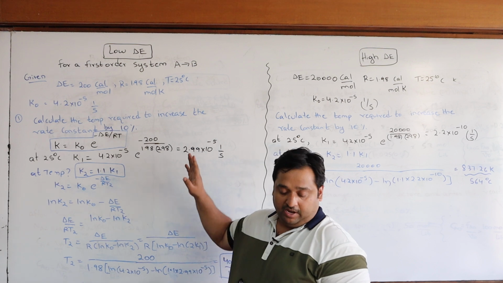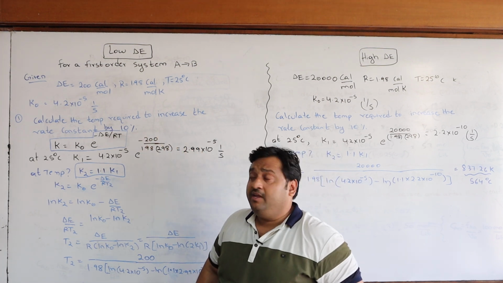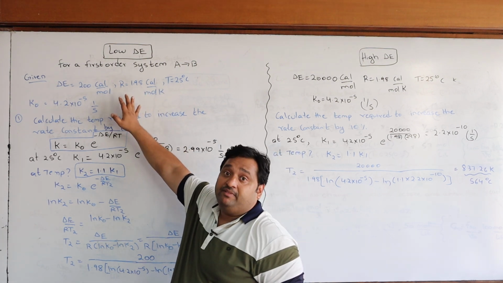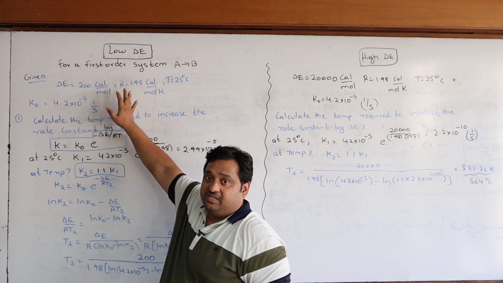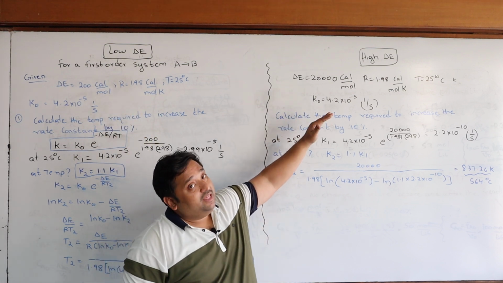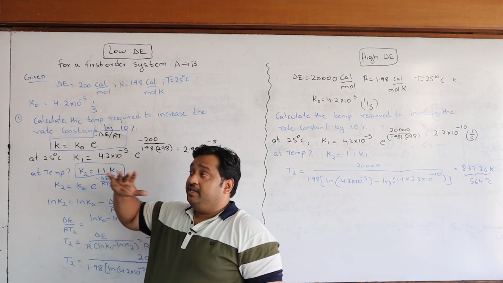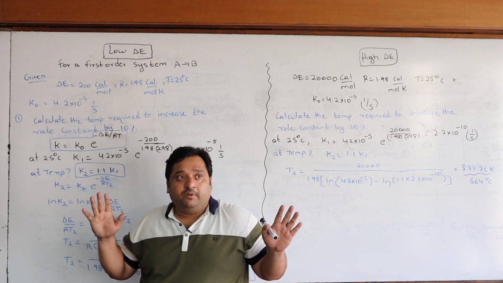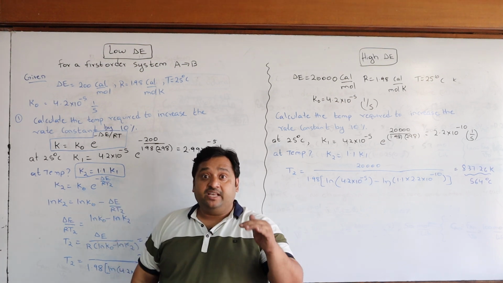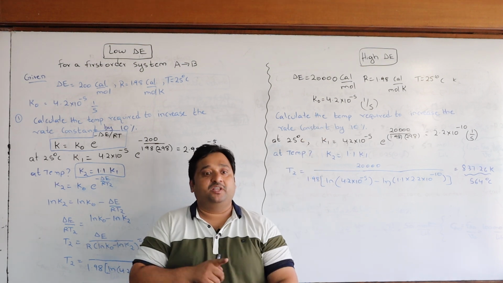Let us take a small example: a first order reaction is happening, the same reaction. One we will solve with a low activation energy value, and the other with a high activation energy value. The problem is defined in such a way that to increase the rate constant value by 10%, how much temperature rise is required.